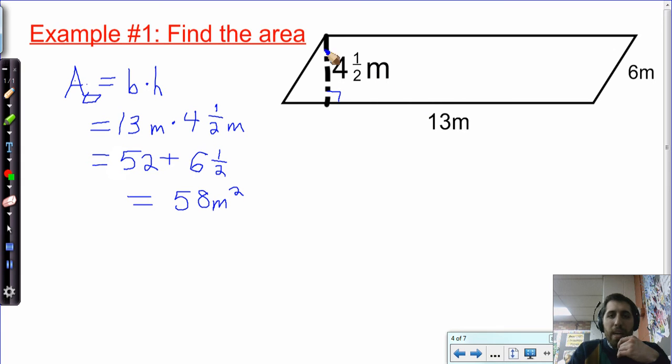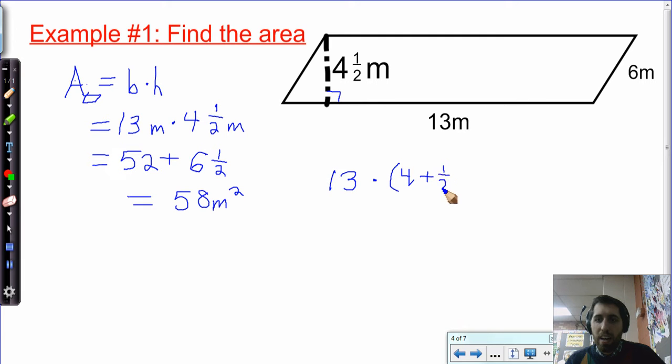So hopefully you see that we got a base and a height, and hopefully that made sense. We're going to multiply 13 times 4.5, and that's kind of the distributive property, or that is the distributive property. We kind of said 13 times 4.5 is the same as 13 times 4 plus 1/2, and we distributed and multiplied by those separately, which is always a fair and good move. Alright, so hopefully that one made sense.